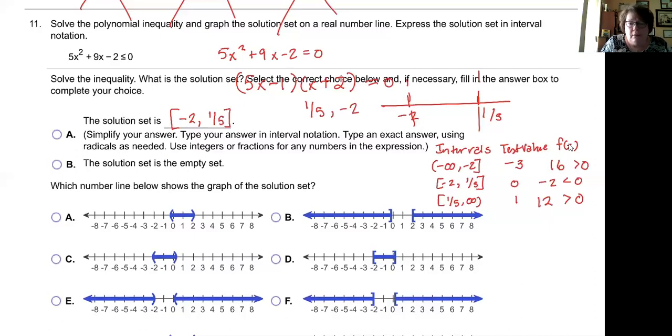Okay, so which of these 6 graphs is the graph of my solution? Well, I think the only one that looks like it's going from -2 to 1/5, including -2 and 1/5, would be D.